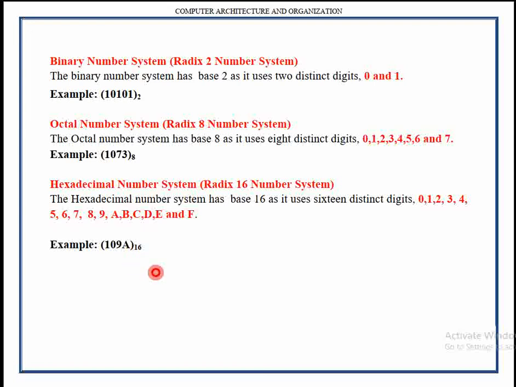So here in this video we have learnt about number system and its types. In the next video we will learn about how to convert radix or number system into decimal number system.